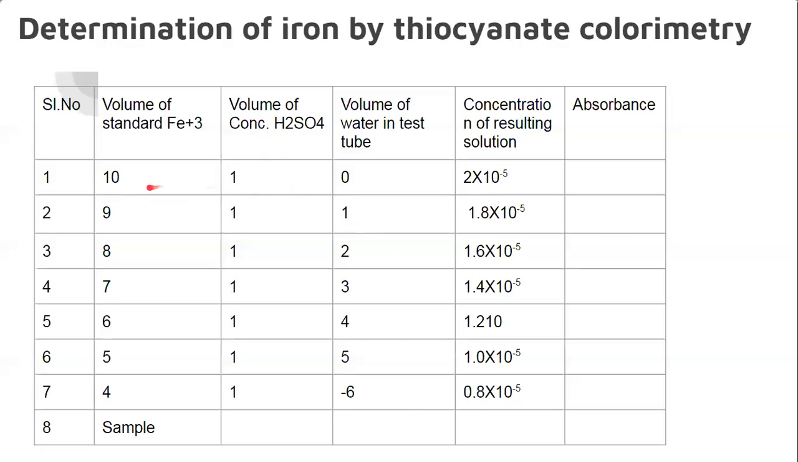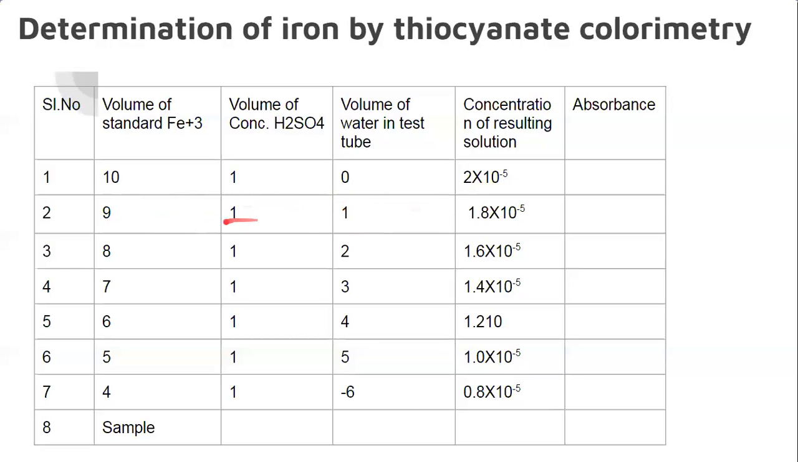Next, already we have added sulfuric acid. If you require, you can add more, otherwise there is no need. For the first test tube, labeled as one, we take 10 ml of the 2 into 10 to the power of minus 5 ferric sulfate solution. Next, for the second boiling tube labeled 2, take 9 ml of the 2 into 10 to the power of minus 5 concentrated solution, and to that add 1 ml of water. So after adding 1 ml, what happens?